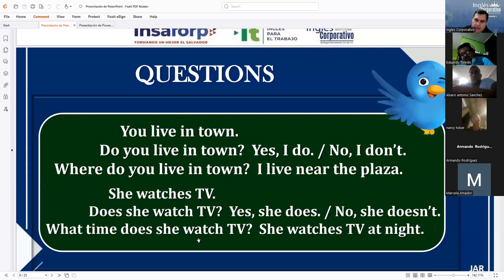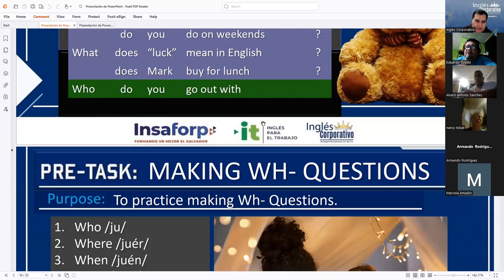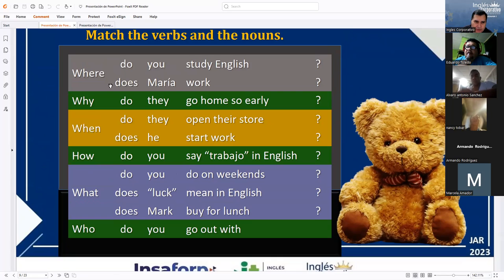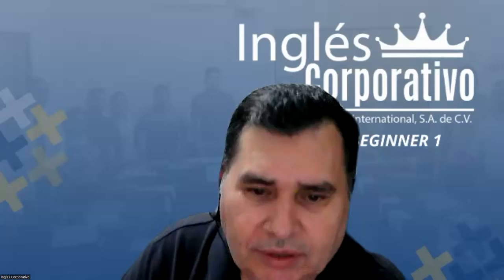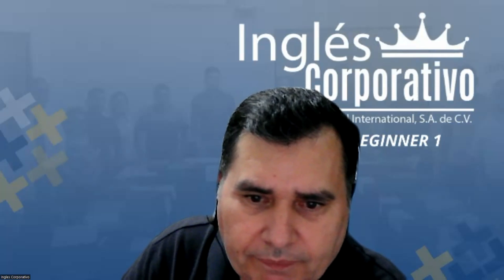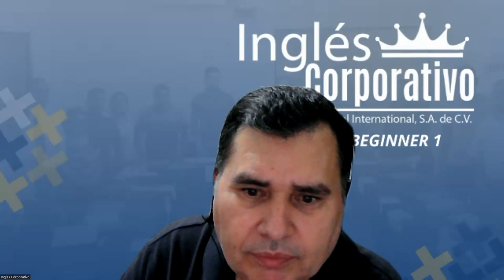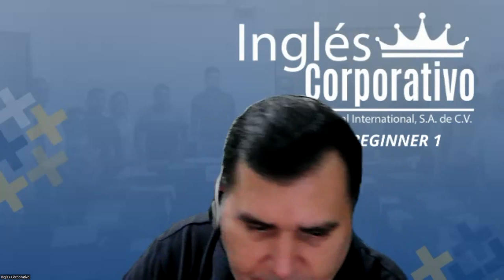So that is represented in this one. She watches TV, does she watch TV? Okay, etc. So we're going to practice saying the sentence, because here we have the question already made. So we're going to practice saying, where do you study English? Where does Maria work? Why do you go home so early, etc. Okay, let's practice just for a few minutes. Let's go to the groups. I'm going to make only two groups. So let's practice making. Let's practice reading questions.